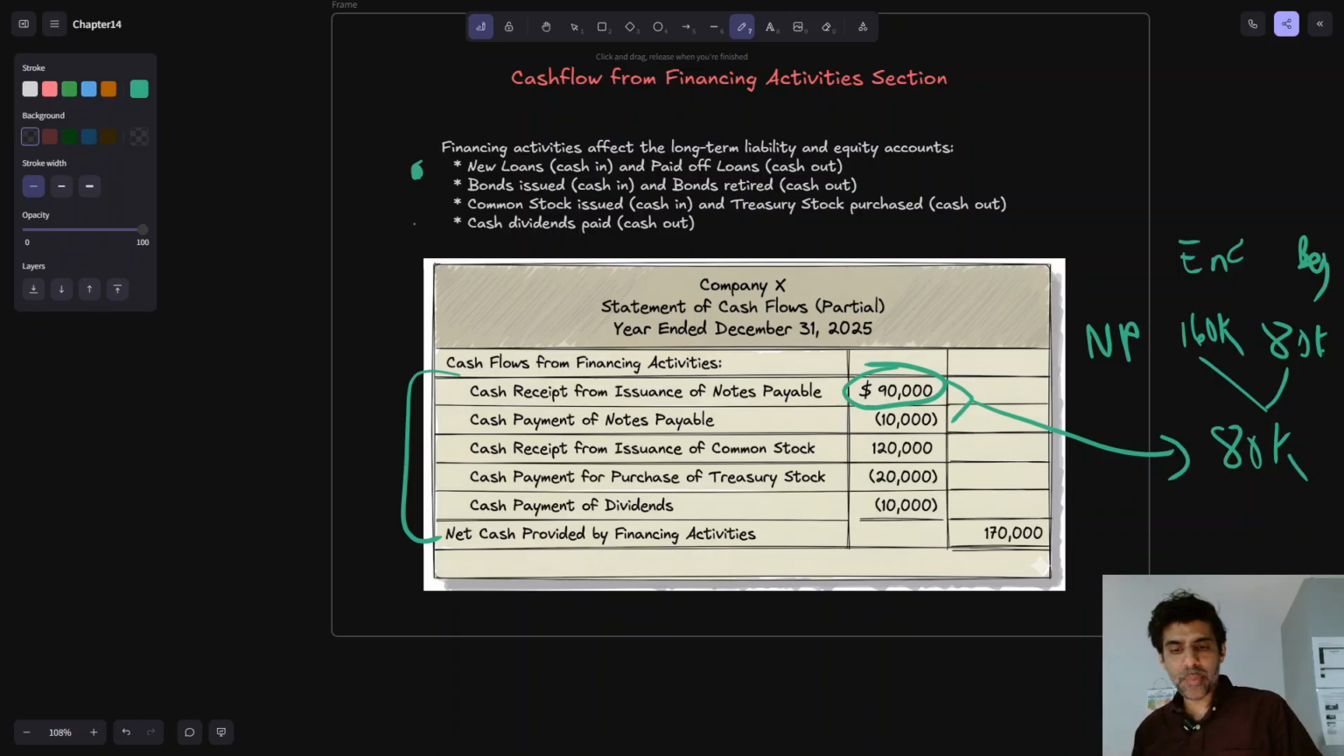between new 90,000 being new loans and then paying off 10. Okay, so though the net change you're going to see on the balance sheet, you have to make sure that you're splitting up the cash in versus the cash out.